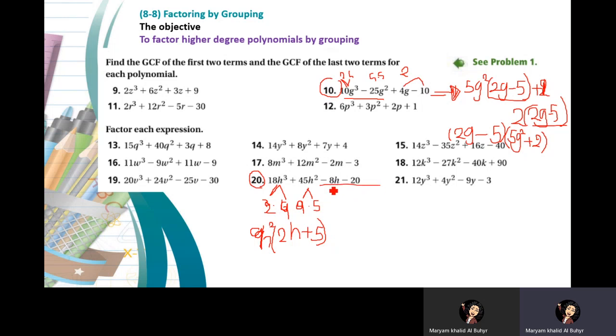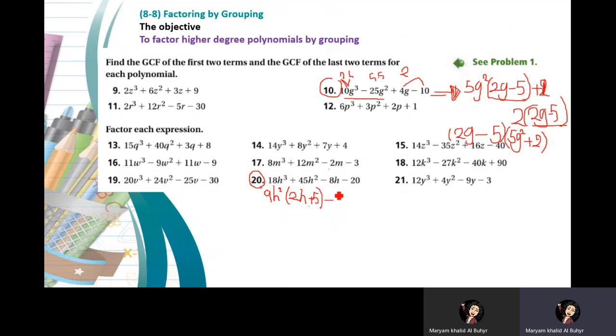Same thing with this. What is the common factor between them? The common factor between them is 4, because that is 2 times 4 and this one is 4 times 5. So if you take 4, take the negative also as a common factor. Let me organize this one also. I will erase this part and rewrite it to show you more organized. So that is 9h to the power 2. Inside the parentheses for this one, there is 2h plus 5.